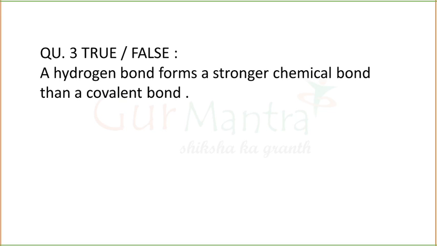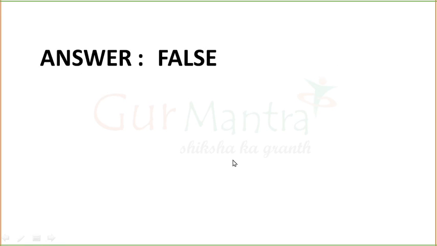Why? Because you know in nature two kinds of bonds are present, stronger bond and weaker bond. Stronger bonds are covalent bond, ionic bond, metallic bond, etc. While weakest bond is van der Waals force of attraction, van der Waals bond or hydrogen bond. Hydrogen bond is stronger than van der Waals bond, but it is among the weakest bonds in nature. So this statement is wrong. Covalent bonds are the strongest bond in nature, while hydrogen bonds are the weakest bond. So the answer is false.